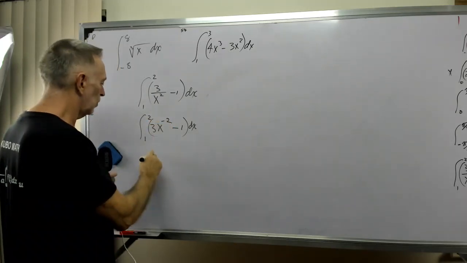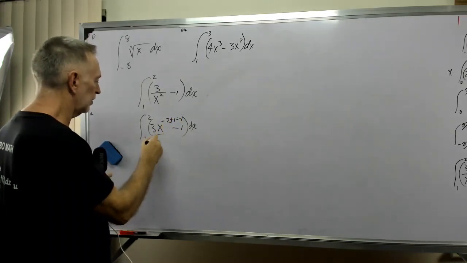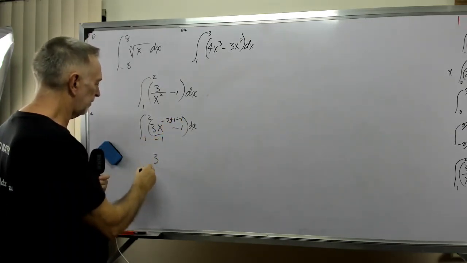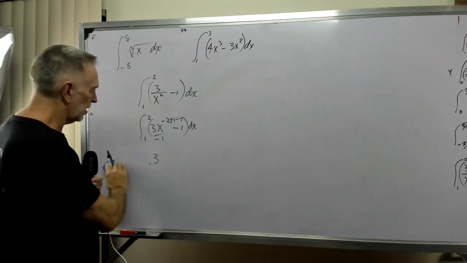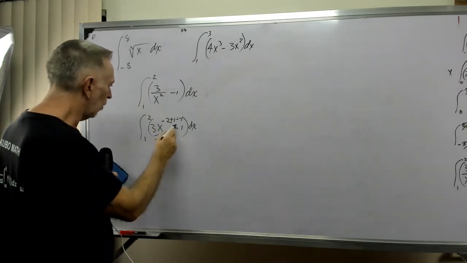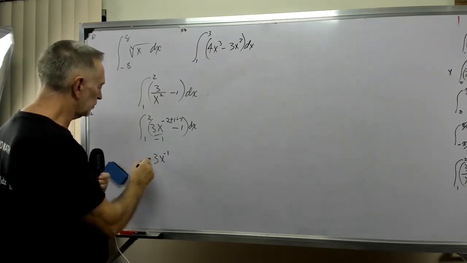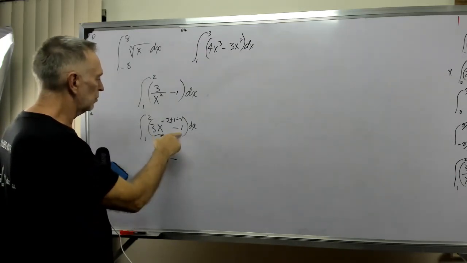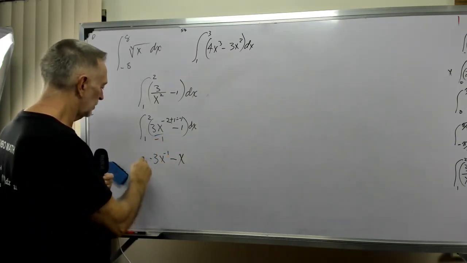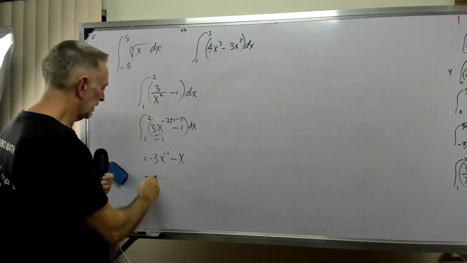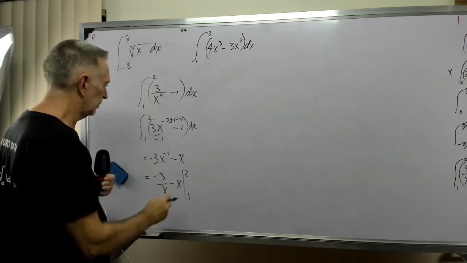Negative 2 plus 1 gives me a negative 1. I'm going to divide by that, so I end up with negative 3 over negative 1, or just negative 3x to the minus 1. Minus the integral of 1, which would be negative x. So let me rewrite this: negative 3 over x minus x from 1 to 2.